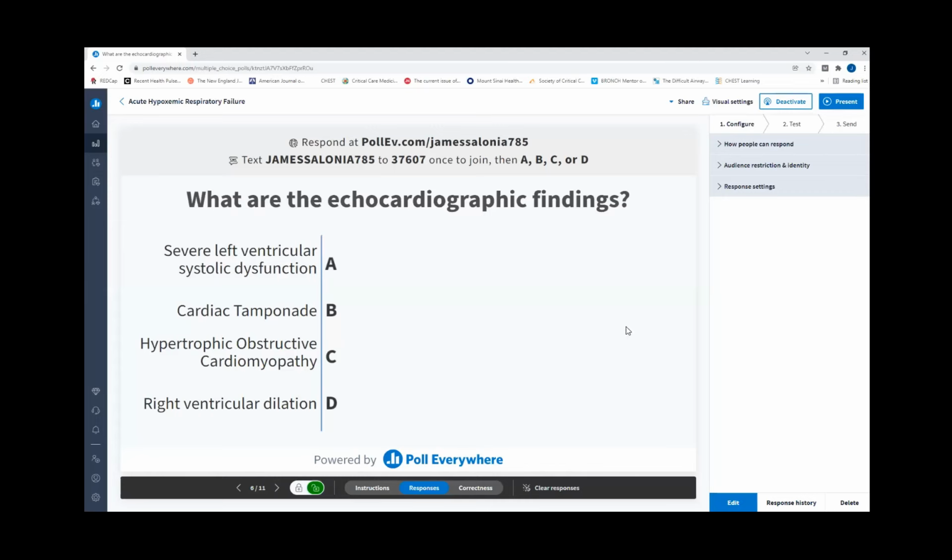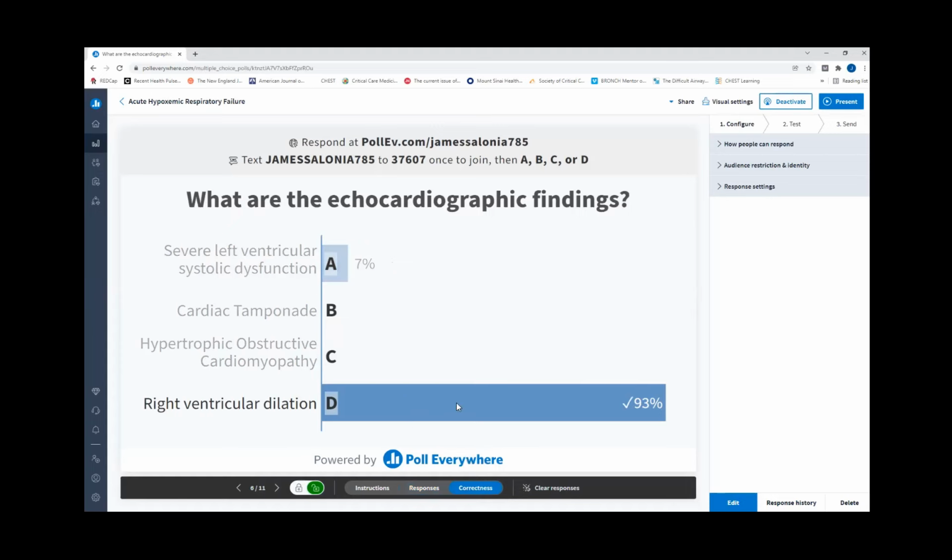And again, just throw out an answer. If you don't know, it's not a big deal. This is why we're having the lecture. So 100% get right ventricular dilation, but people forgot A lines and B lines. You guys love echo. Good, we'll close the poll. So right ventricular dilation, definitely that's the answer.